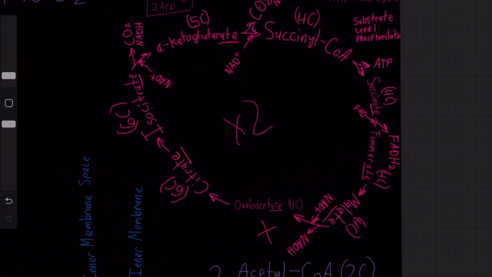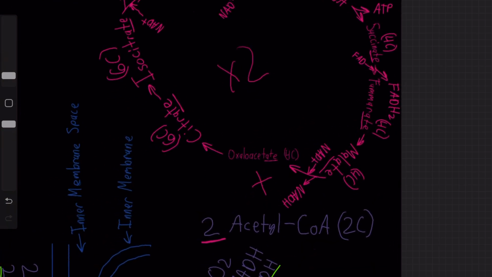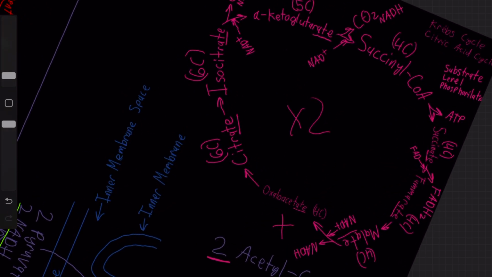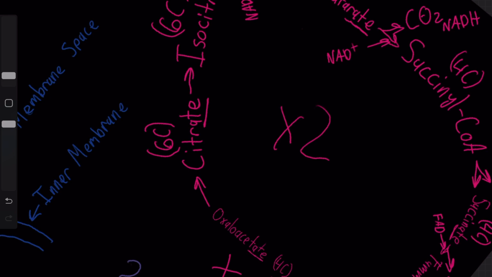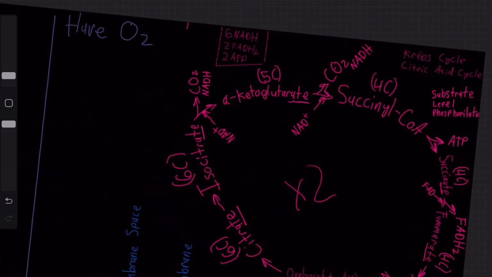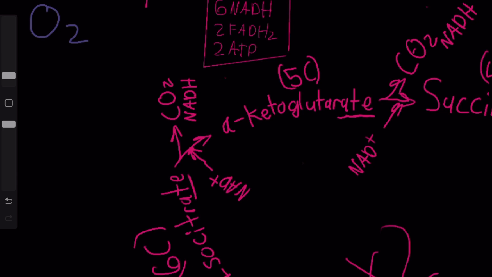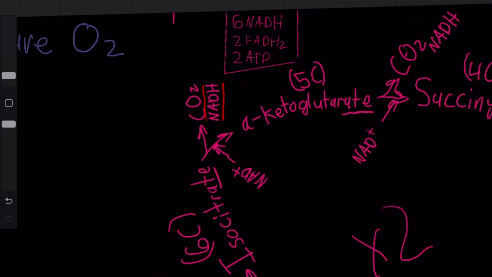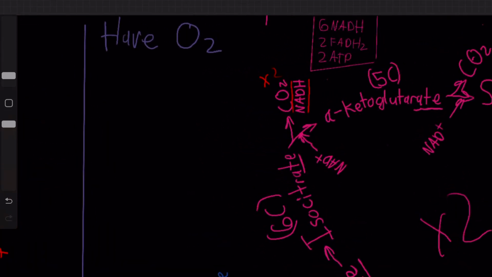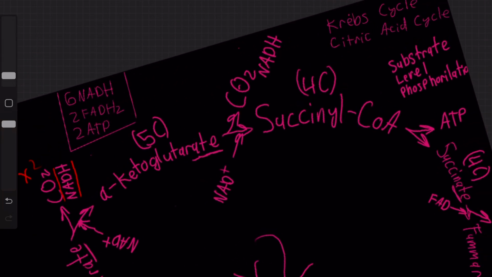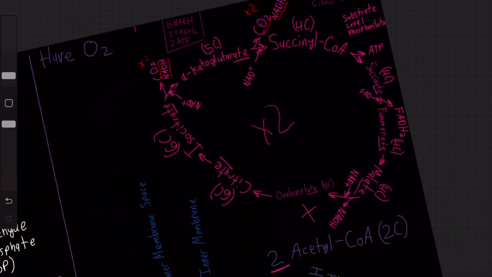Now let's go over how much we have. Remember that this cycle happens twice, not once, so everything you yield will be multiplied by 2. So let's go over it. From oxaloacetate to citrate to isocitrate, nothing happens. But as soon as we go from isocitrate to ketoglutarate, we make CO2 and NADH, so we make times 2 of that. Same thing from ketoglutarate to succinyl coenzyme A. We have CO2, we have NADH, and we multiply that by 2 because we're doing 2 cycles.